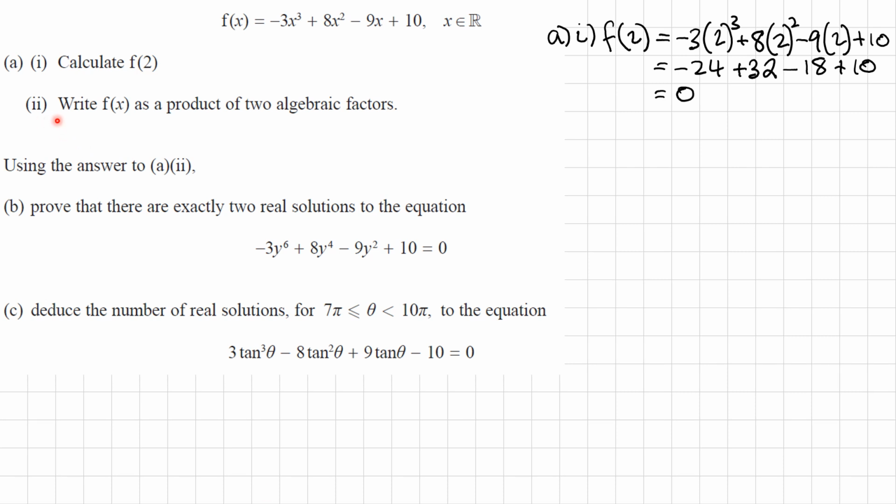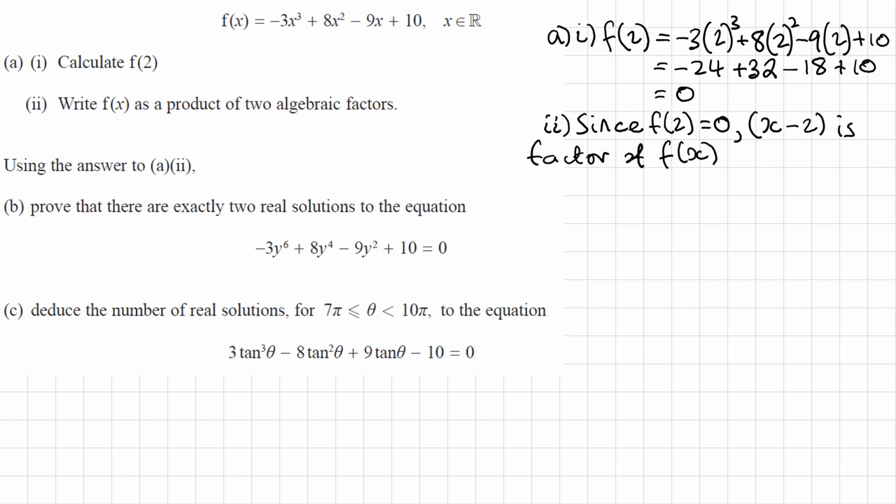Part 2 of part A, write f of x as a product of two algebraic factors. So by what we've done in the first part of part A, we can say that since f of 2 equals 0, then x minus 2 is a factor of f of x, and that's by the factor theorem. Now, I want to work out what the other factor is when this gets divided by x minus 2. So I could use long division. I think that's going to take too long. I want a quick, easy way to do it.